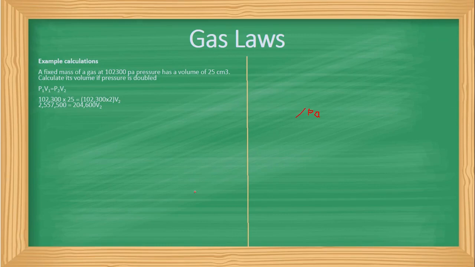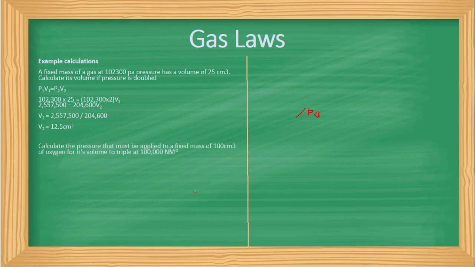So to find V2, you multiply P1 by V1, which comes to 2,557,500. Then we have P2 V2 as 204,600 times V2. So to get V2, you divide 2,557,500 by 204,600, and you'll find that V2 is 12.5 centimeter cubic.